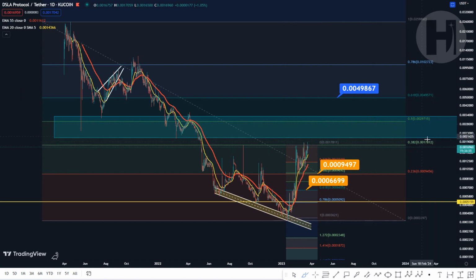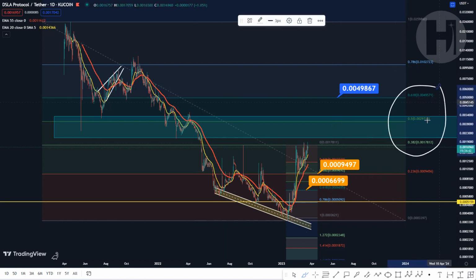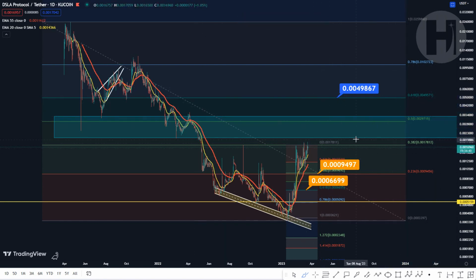So the 0.382 is at 0.00178 cents, and then you have the 0.5 at 0.0029715 cents, and then you have the golden ratio, which is the most important fib level, at 0.0049571 cents. So those are your sort of mid-term resistance levels that you can target, and that is pretty much everything.